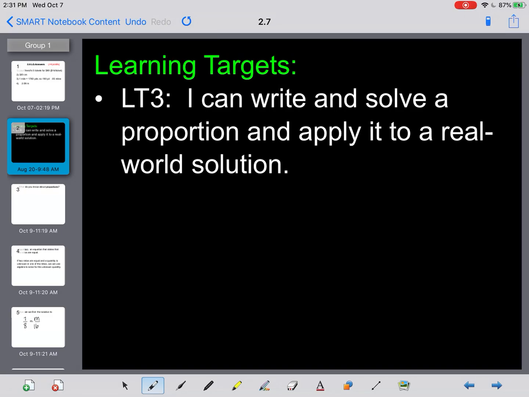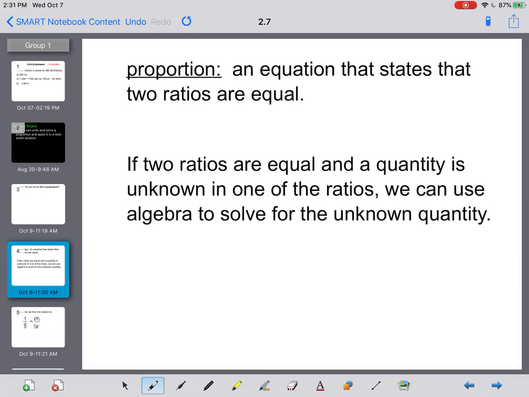Chapter 2, Section 7 is all about solving proportions. It's a one-day lesson, so after this video you should be able to write and solve a proportion and then apply it to a real-world solution. Okay, a proportion is an equation that states that two ratios are equal.